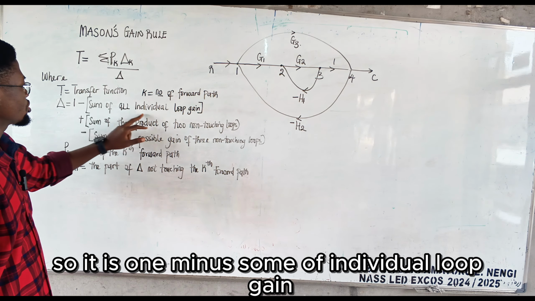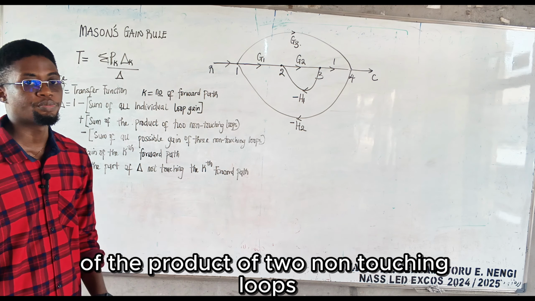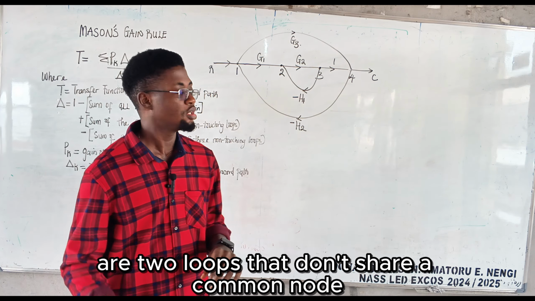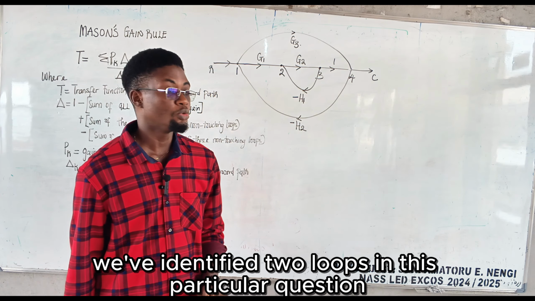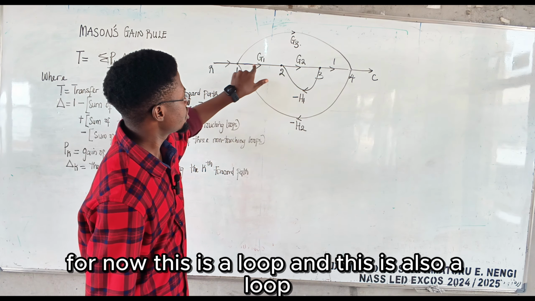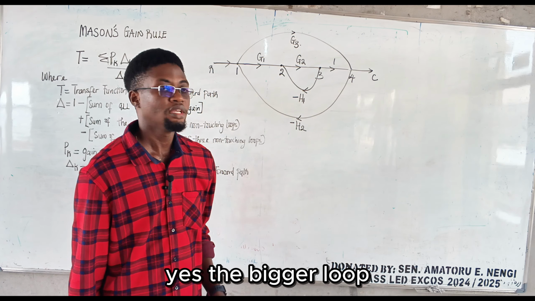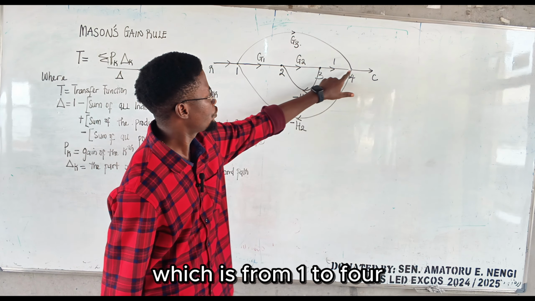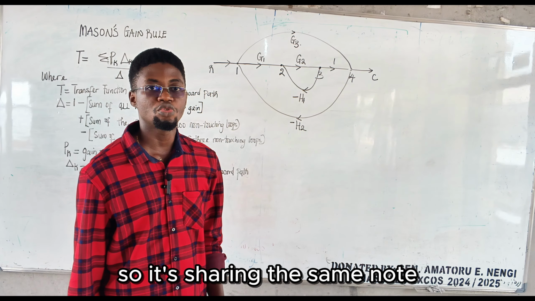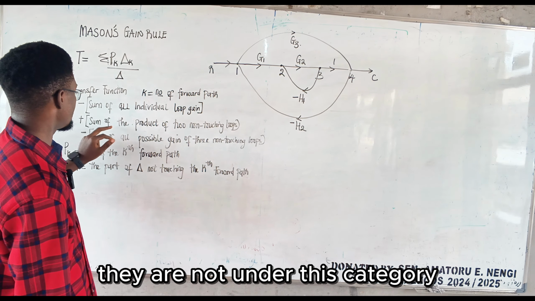So these are all the loops in this problem. So the determinant is 1 minus the sum of individual loop gains plus the sum of the products of two non-touching loops. What are non-touching loops? Non-touching loops are two loops that don't share a common node. Remember, we've identified loops in this particular question. This is a loop, this is also a loop, and this bigger one is also a loop. Do they share a common node? Yes. The bigger loop, from 1 to 4, contains nodes 2 and 3 inside it, so it's sharing the same node.